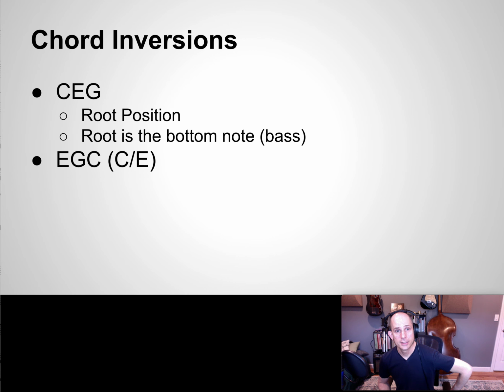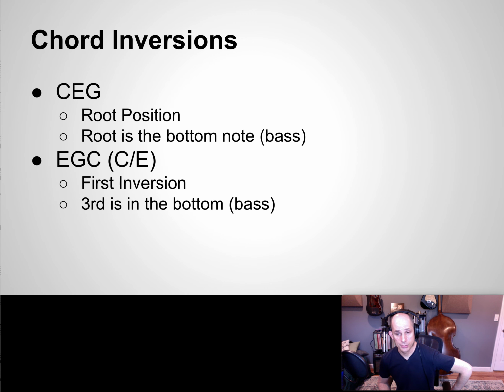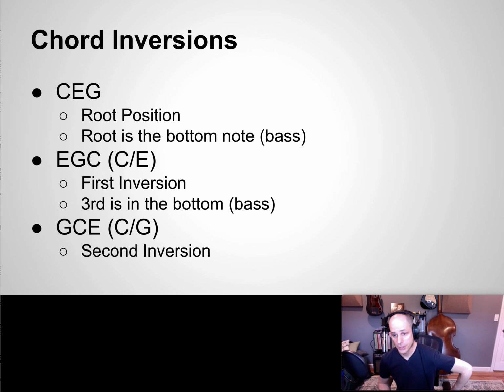Okay. If you have the E in the bottom, you might see a C over E chord in chord notation in a lead sheet. That is first inversion. And the third is in the bass. And then thinking of it as G, C, E, it's a C chord with a G in the bass. That's called second inversion. All right, so the fifth is in the bass.